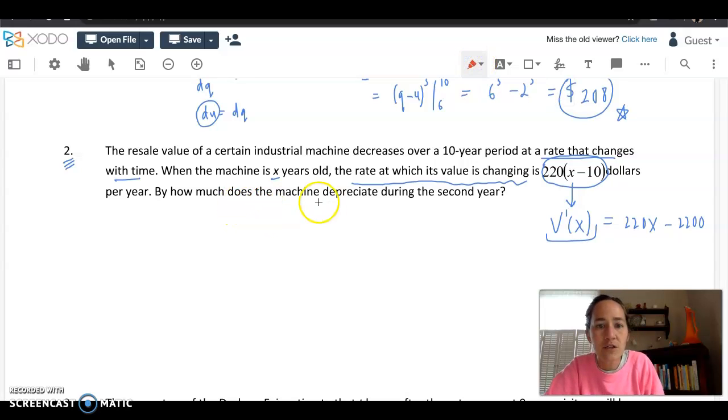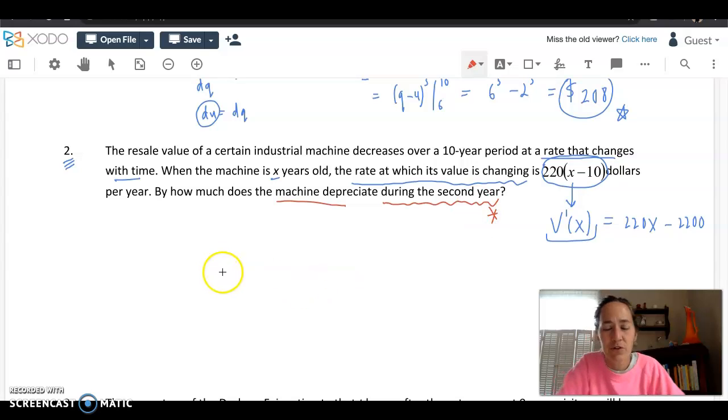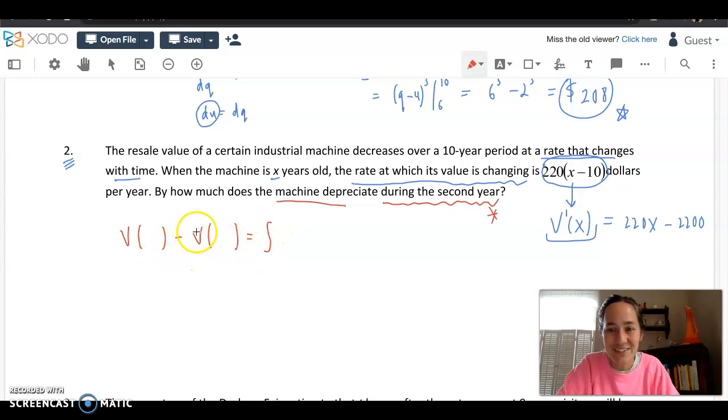It says, by how much does the machine depreciate? By how much does the actual value go down during the second year? This is the key phrase, and the reason I wanted to take a little bit of a closer look at this one with you. So we want the change not in the derivatives, in the value of the machine. So we want V of something minus V of something. The question is, what are those somethings during the second year?